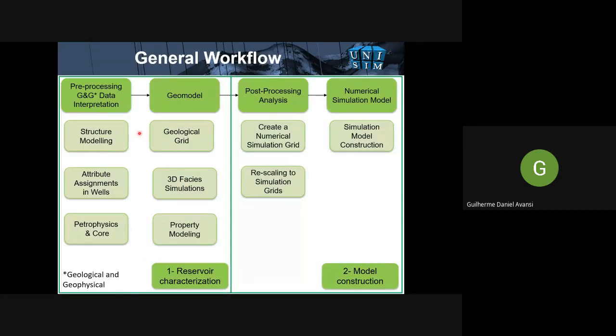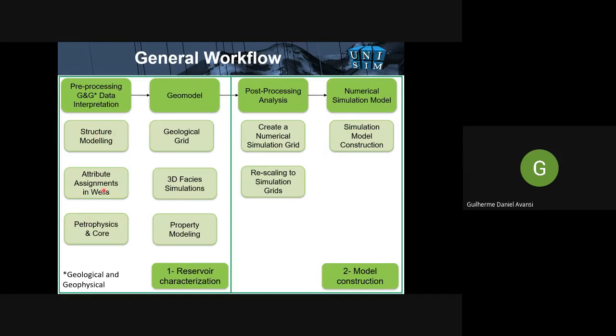So this is a general workflow that we use to build our geological model. We have the pre-processing of data from geological and geophysics data interpretation. Manuel explained all this information about the pre-processing data with this shown model. And also we post-process this geological model in order to build our numerical simulation model. When we are talking about this pre-processing, we are talking about structural modeling. Structural modeling is the limits of the reservoir, top, base, and also the grid that we create for the geological model.